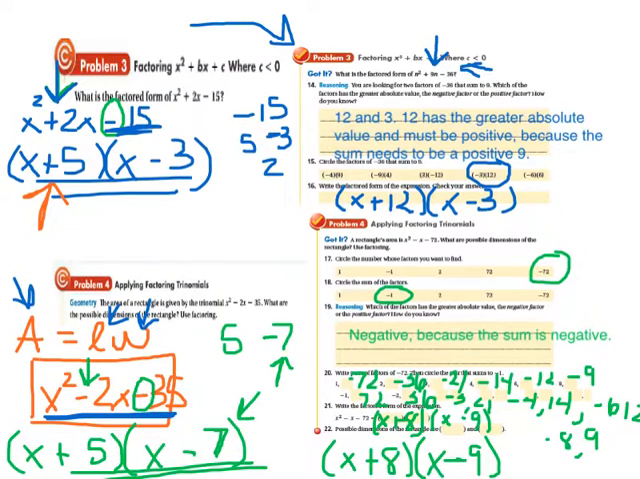Alright, this is what your answer should have looked like. And in the end, you should have gotten x plus 8, x minus 9.